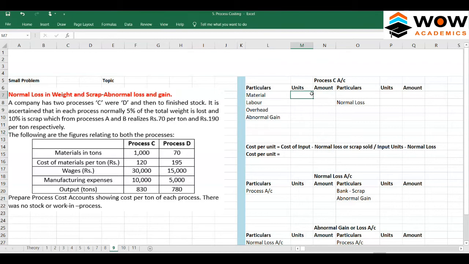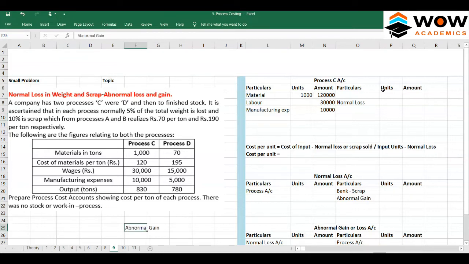Totally, there are 1000 tons of input coming in at a price of 120, so it is 1000 into 120, that would be the amount. Thereafter, we have wages, which is 30,000, and we have manufacturing expense which comes to 10,000, and we don't know whether there's abnormal gain or something, so we'll put it somewhere else.